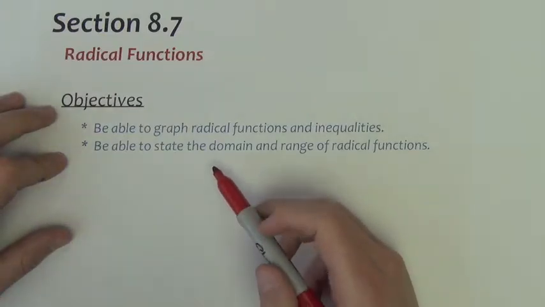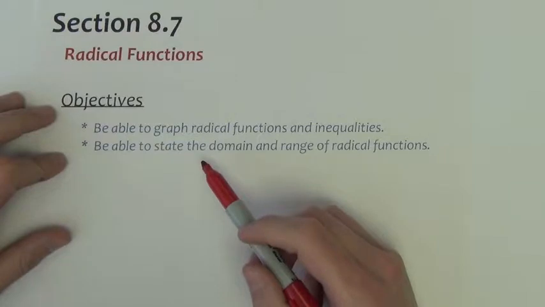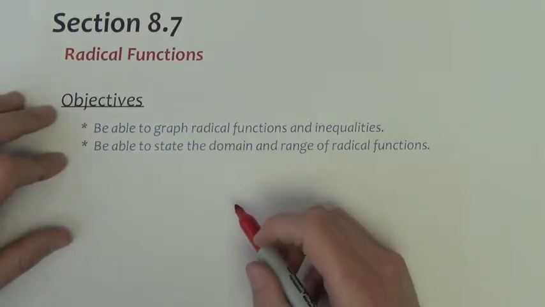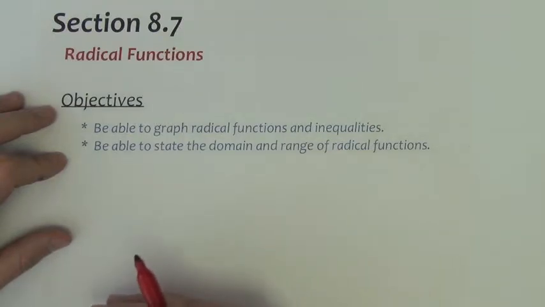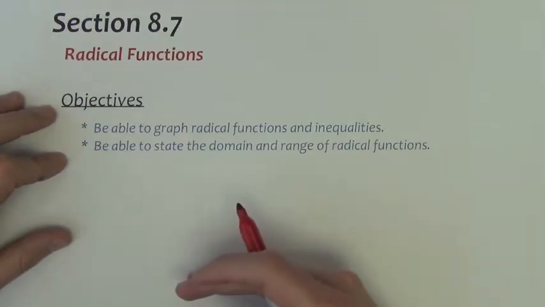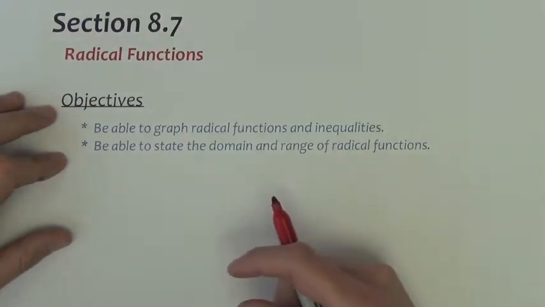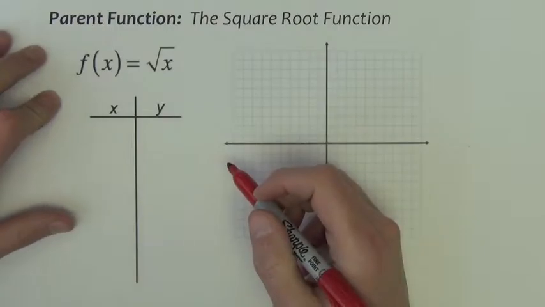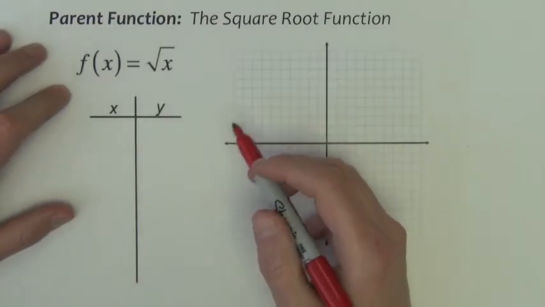In section 8.7, we're going to look at how we graph radical functions. We just spent a lesson in 8.6 on simplifying radical expressions, so we're just going to continue this theme and look at what the graphs of these types of functions might look like. And we'll also talk about domain and range of these functions as well.